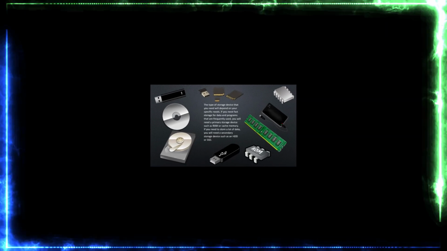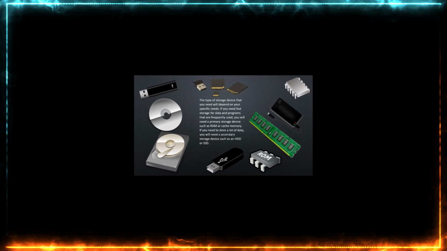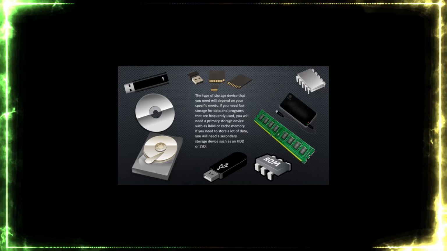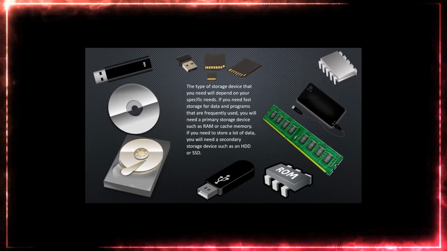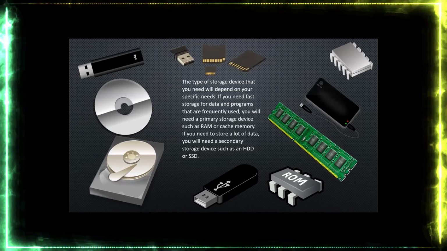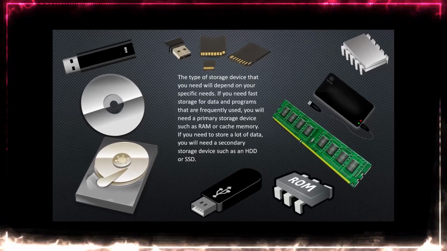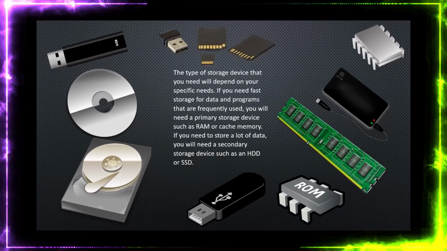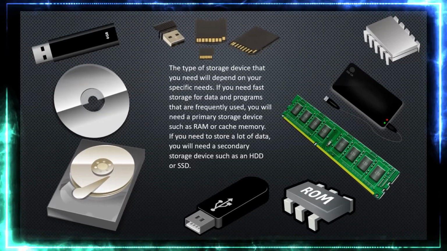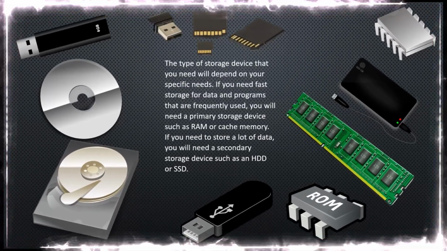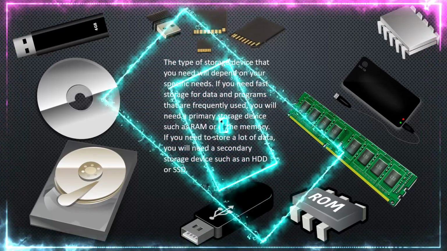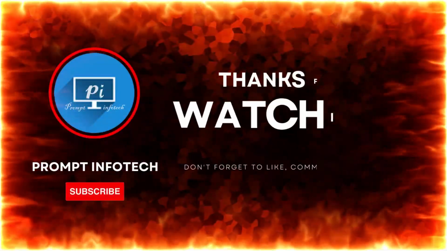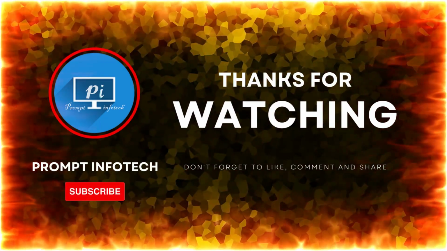If you need fast storage for data and programs that are frequently used, you will need a primary storage device such as RAM or cache memory. If you need to store a lot of data, you will need a secondary storage device such as an HDD or SSD.